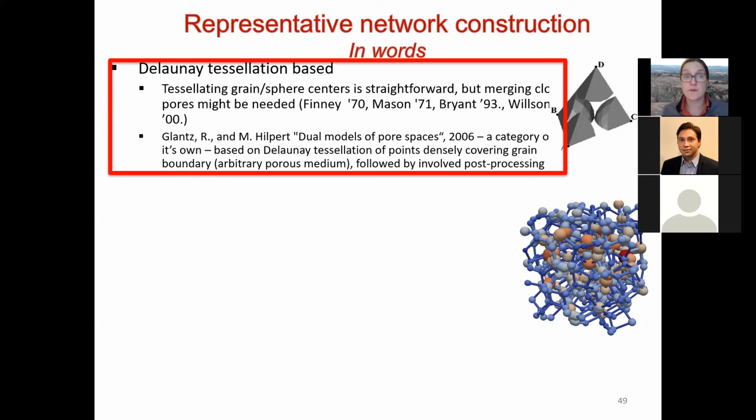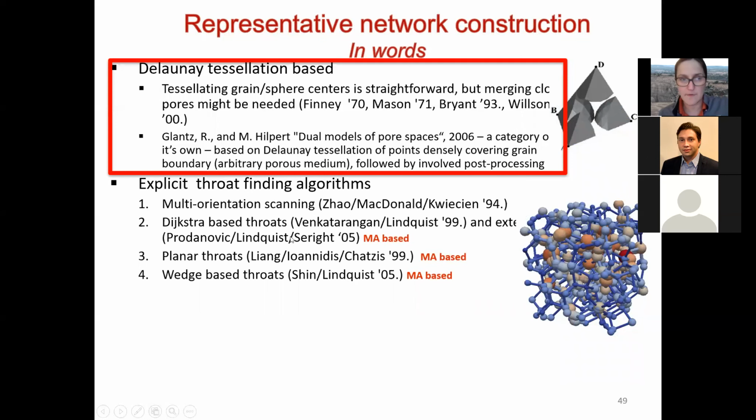I had access to those spheres through Professor Steve Bryant, who was my advisor back in the day. He used to be at UT Austin, now is at University of Calgary. And he got it from Finney back in the 80s or 90s, and he used it for a series of papers and one of the first representative networks of granular media. There are some other approaches as well that are way more complex, so they haven't really taken off because of their complexity. I commented already on these explicit throat finding algorithms, and this is just a list of some of them.